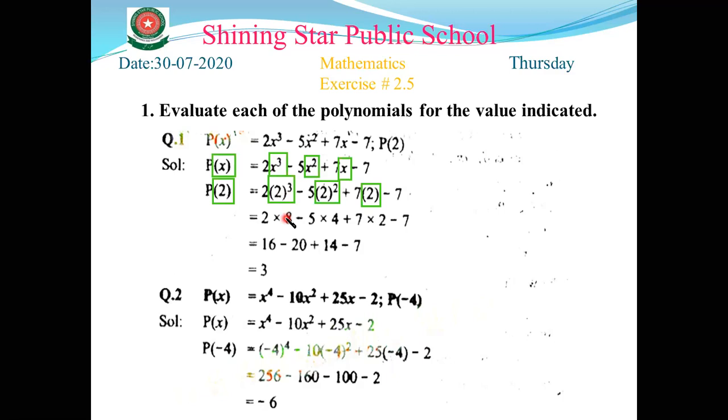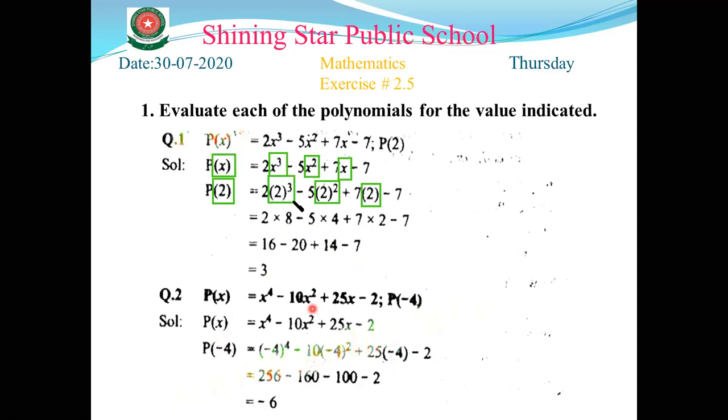Now 2 cube is 8, 2 square is 4, 2 multiply 7 minus 7. 2 multiply 8 is 16, 5 multiply 4 is 20, 7 multiply 2 is 14, minus 7. Now 14 plus 16 is 30, 30 minus 27 is 3, which is your required answer. Very simple.